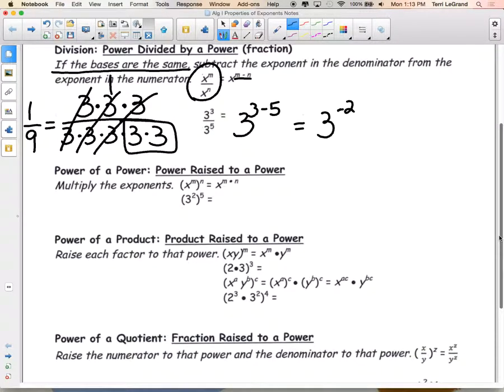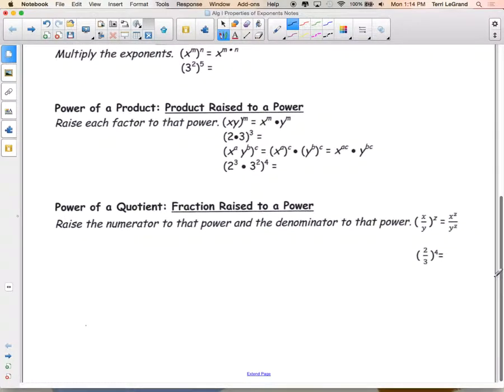If I say to you, what property should we apply, you better be able to tell me. If we have a power times a power, what do we do? Multiplication. What's the shortcut for the property? If the bases are the same, a power times a power, we add the exponents. If it's a power divided by a power and the bases are the same, we subtract the exponents.